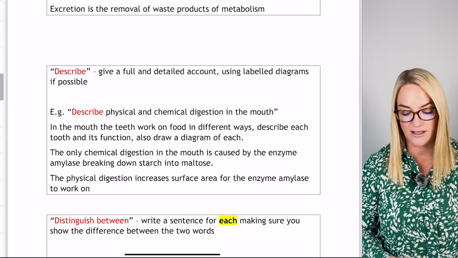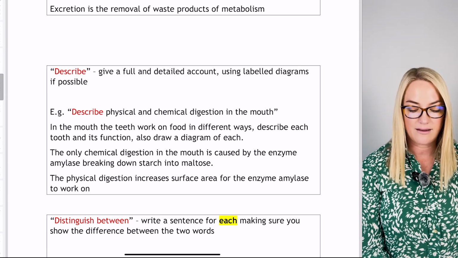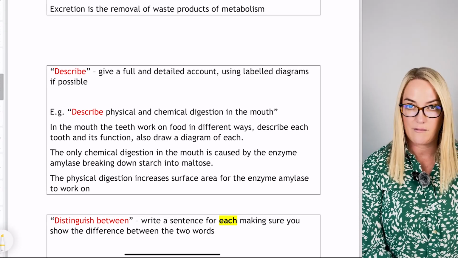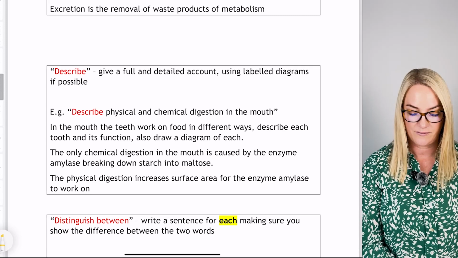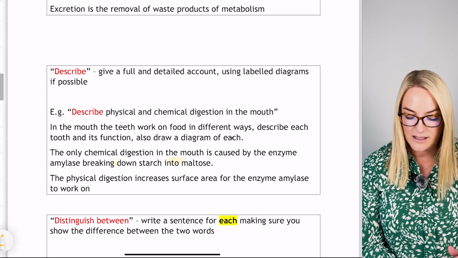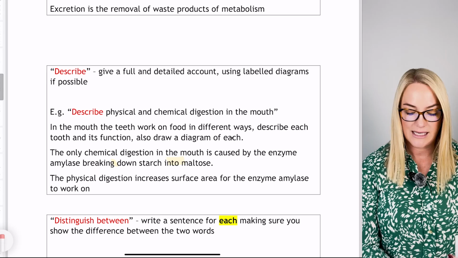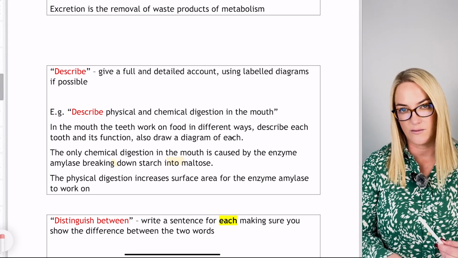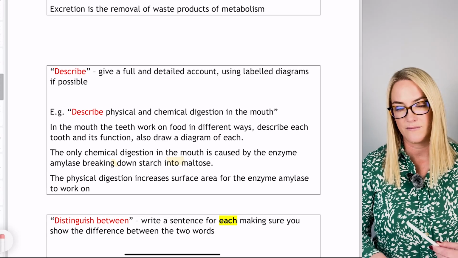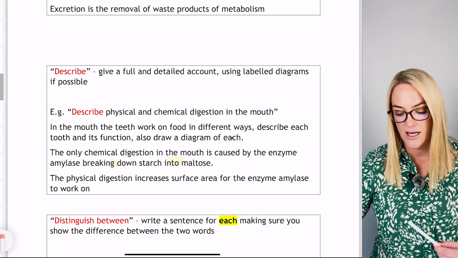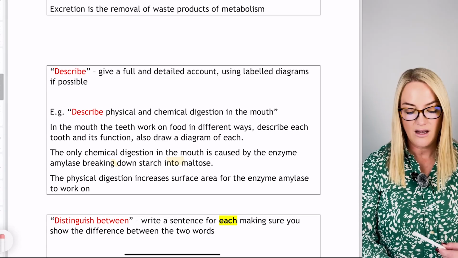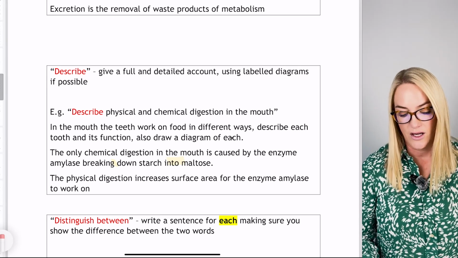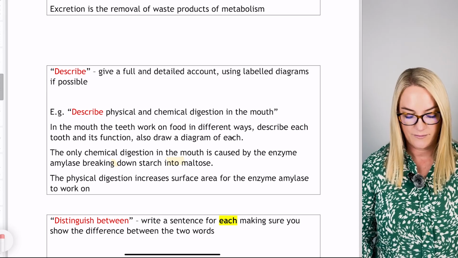physical and chemical digestion in the mouth. So in the mouth, the teeth work on different food in different ways. So therefore you could describe the different teeth in the mouth and their function. The only chemical digestion in the mouth is caused by the enzyme amylase, breaking down starch into maltose. What you could also do there is draw the enzyme amylase, a substrate, the enzyme substrate complex, the enzyme remaining unchanged, and your product, maltose. The physical digestion increases the surface area for the enzyme amylase to work on. So quite a lot of detail in describe.